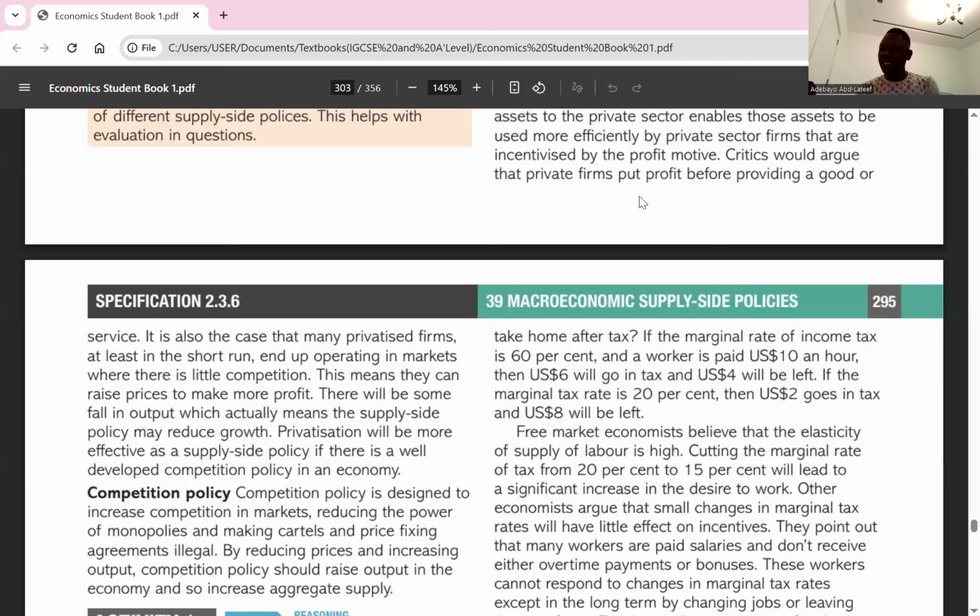So that's why they said, therefore, privatization will be more effective as a supply side policy if there's a well-developed competition policy. With competition policy, which means whatever the case might be, they will break the barriers that allow you to be the only one selling in that market. So that means as soon as the General Electric Company of Libya is privatized, the government will allow new firms to come into the power sector, so that they can also sell or supply to customers. And when more choices are available for customers, prices are expected to fall.